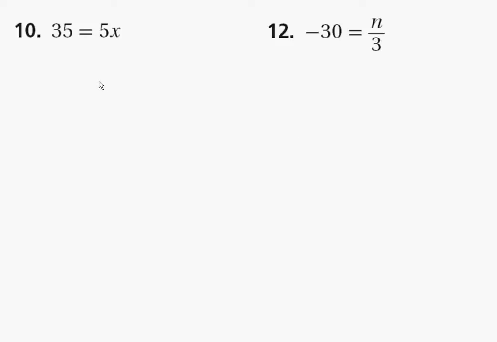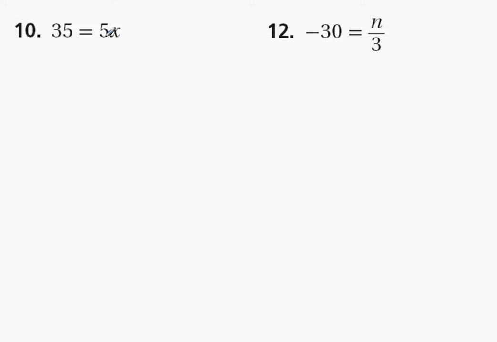Okay, problem number 10. Here I have 35 is equal to 5x. So trying to solve for x means we are letting the variable stand by itself, or our goal is to isolate the variable. So I'm looking at how the 5 is connected to the x. When we say 5x, we're talking about 5 times x. So the connection is through multiplication.